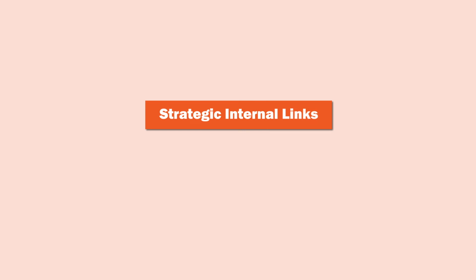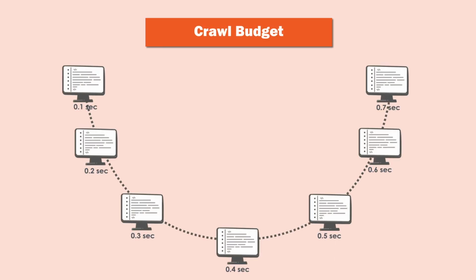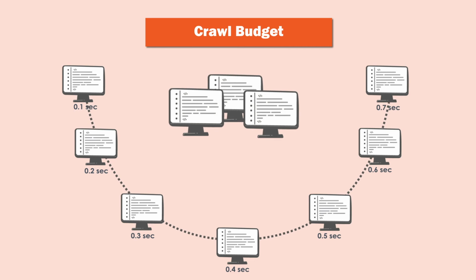Method 3, strategic internal links. Do you know that Google has set a crawl budget for your website? Despite Googlebot visiting your website daily, there are chances that a few new pages may fail to get the much required attention due to the crawl budget limitations. So, how do you make Google's crawl budget a boon rather than a bane?